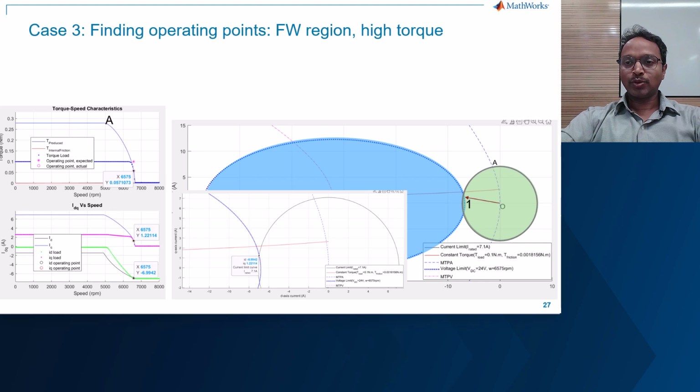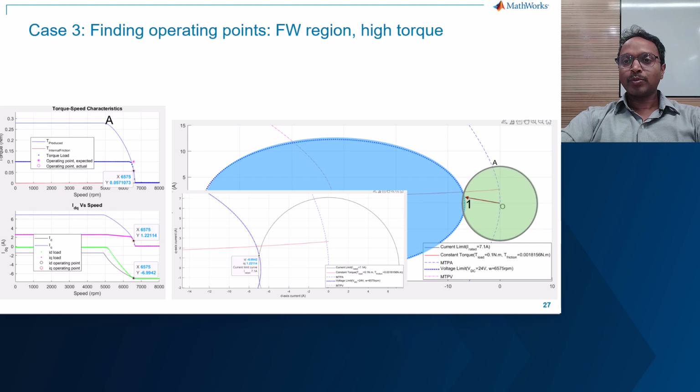When we zoom into this zone, we can see that the point picked has ID and IQ coordinates that match with the values on the bottom left figure. This represents a special case where the torque output is reduced to a possible value and the IDIQ corresponding to the reduced torque are provided.